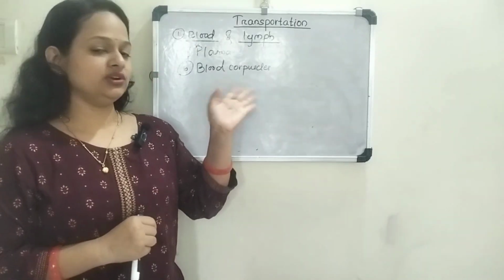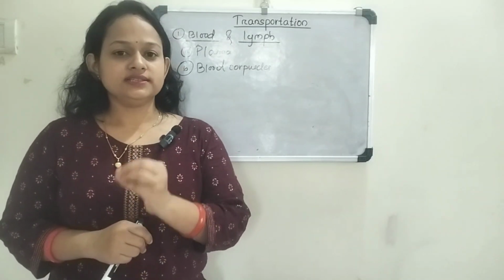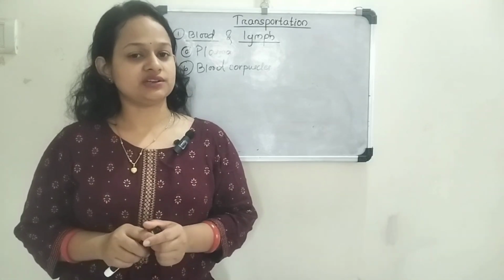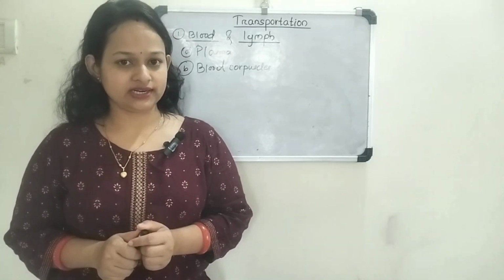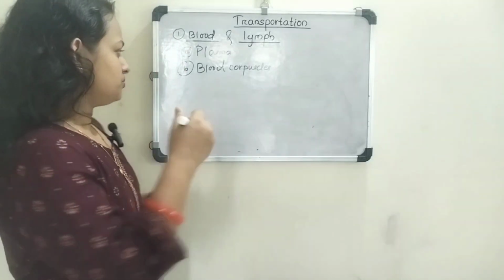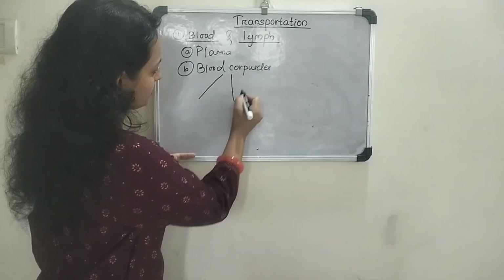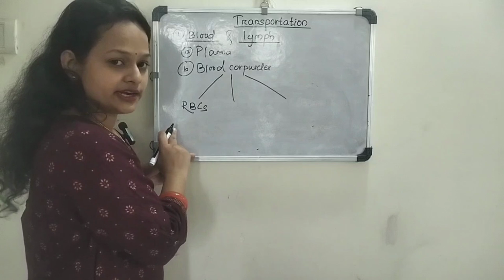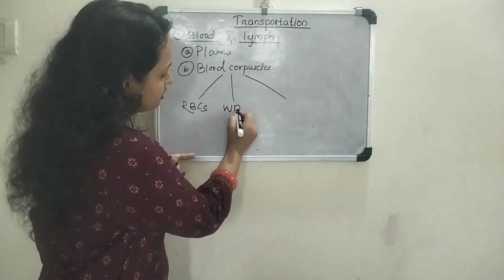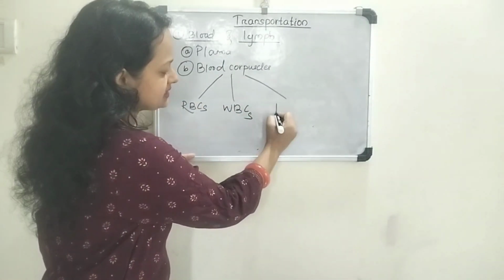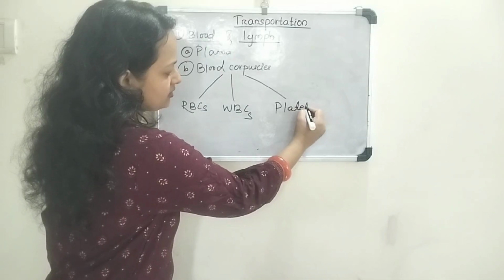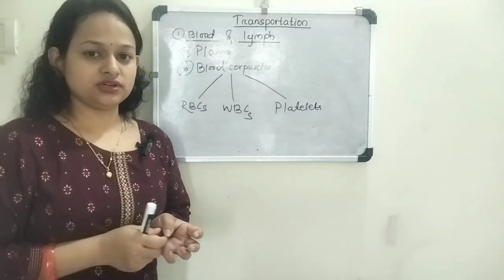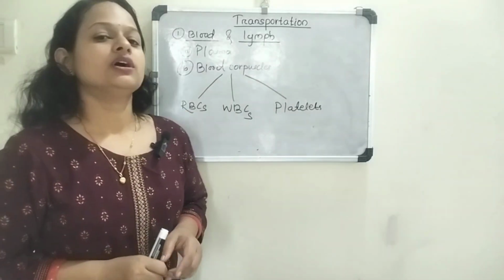Next, come to the blood corpuscles. These blood corpuscles are of three types. They are RBCs, that is red blood cells, WBCs, white blood cells, and platelets. So first, come and we will know about RBCs.